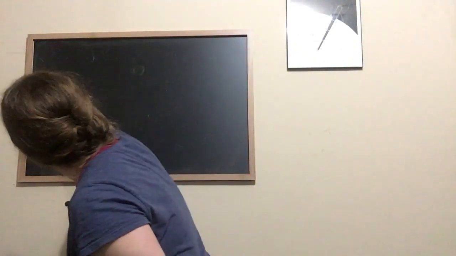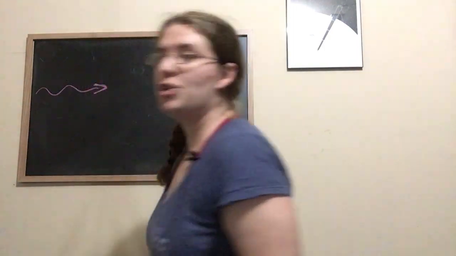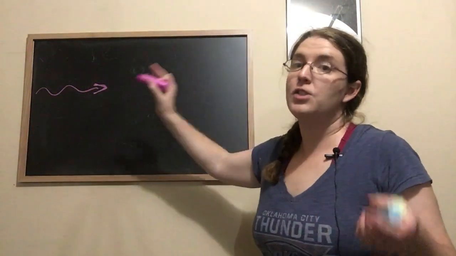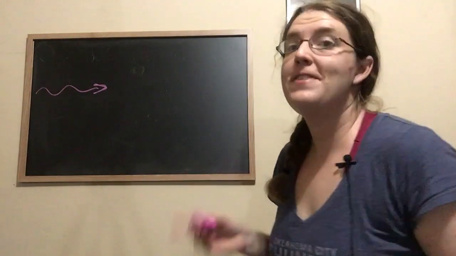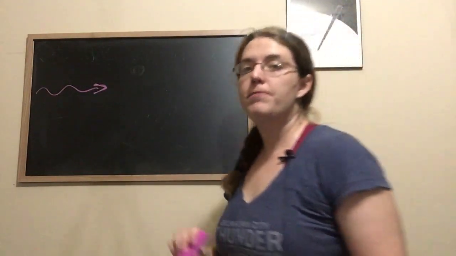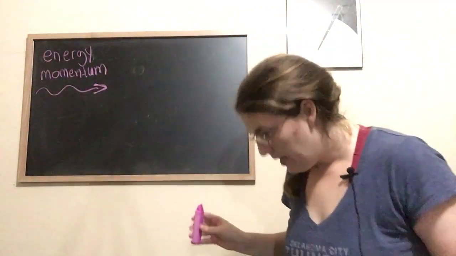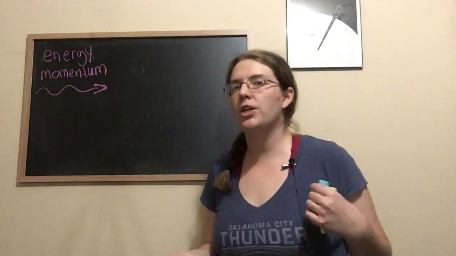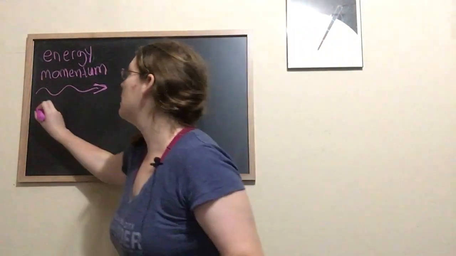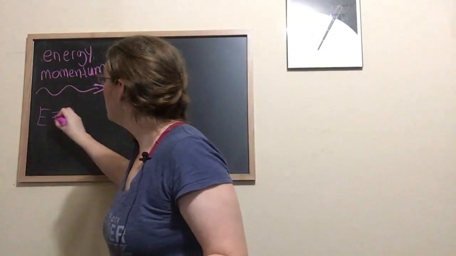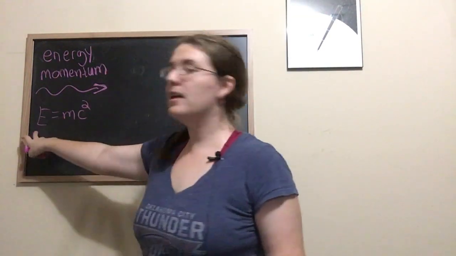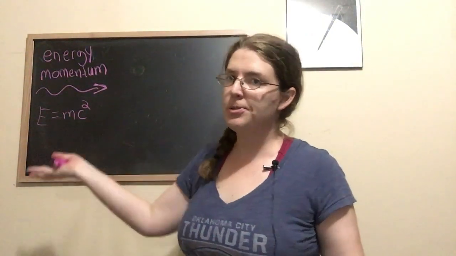Okay, so pair production always starts with a photon. Photons will be purple. And I drew it like a squiggly wave, but that's my photon. So this is energy, right? Photons have energy and momentum. They do not have mass, but we can turn energy into mass by Einstein's equation. So because they have energy, we can turn that energy into mass.